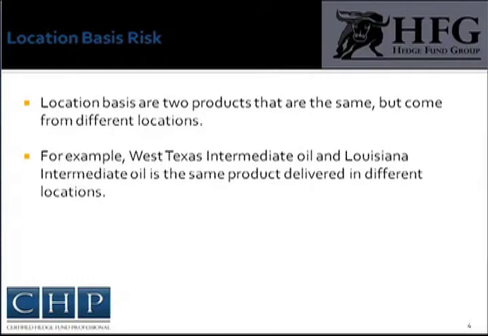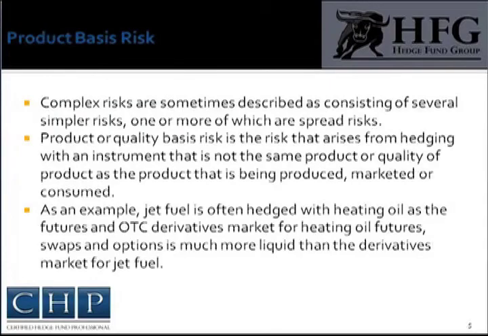Complex risks are sometimes described as consisting of similar, simpler risks, one or more of which are spread risks or basis risks. For example, the market risk of corporate bonds over treasury yields can be described as a basis to treasury yields. This concept is known as a basis.